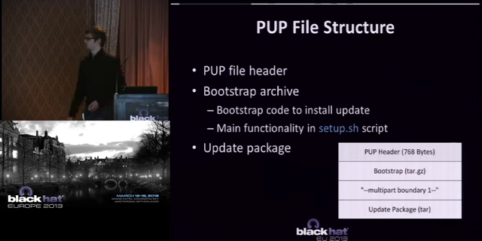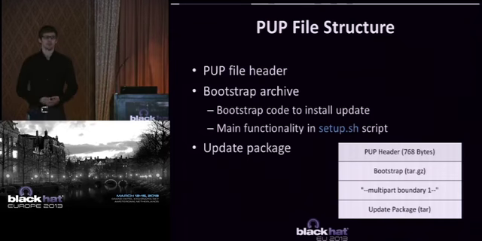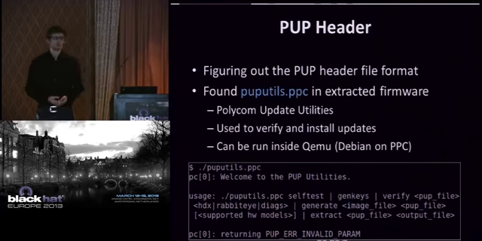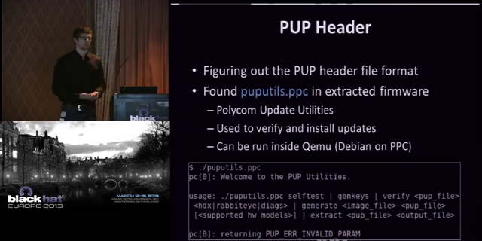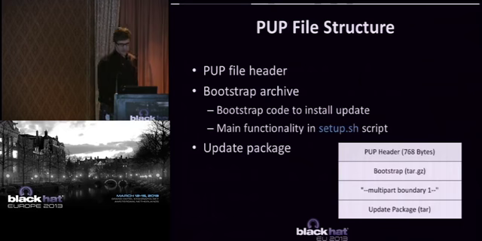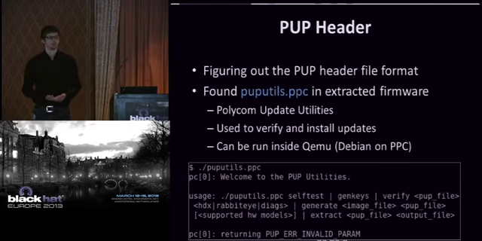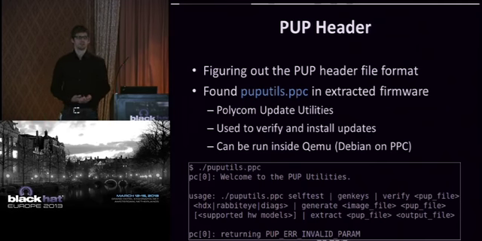In the next step, we wanted to find out the exact format of the pub header. What you typically do is try to guess certain fields, and compare different versions of a firmware update file in order to find out the complete structure. However, in this case, it was much easier because, as I said, there's this update package. We were looking around trying to find interesting files, and we found a file called pubutils ppc, which is a PowerPC binary. This binary is called the Polycom update utilities.